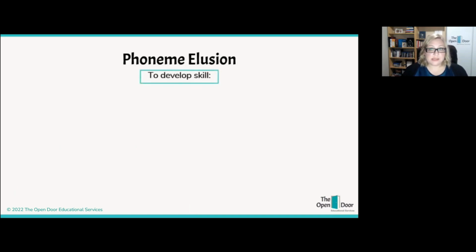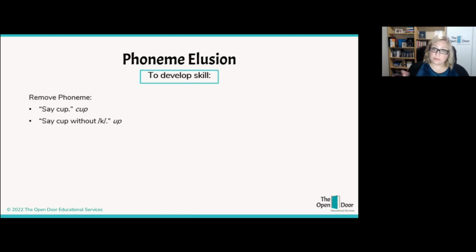So to develop this skill, again, very similar to what we've done before, but in this case, we are removing an actual phoneme from the word. So with your students, you would say cup. The student would say cup. All right, now say cup without k, and they would give the answer up.